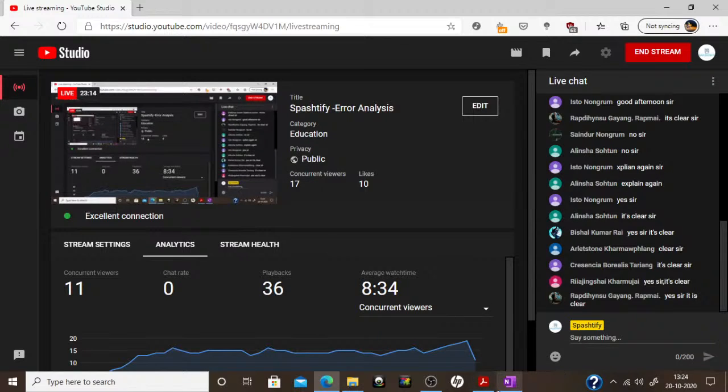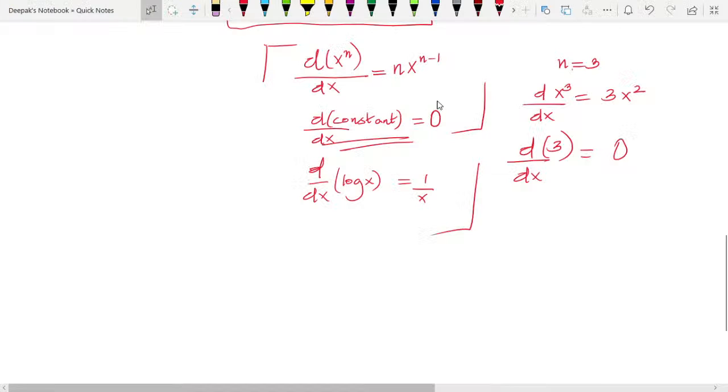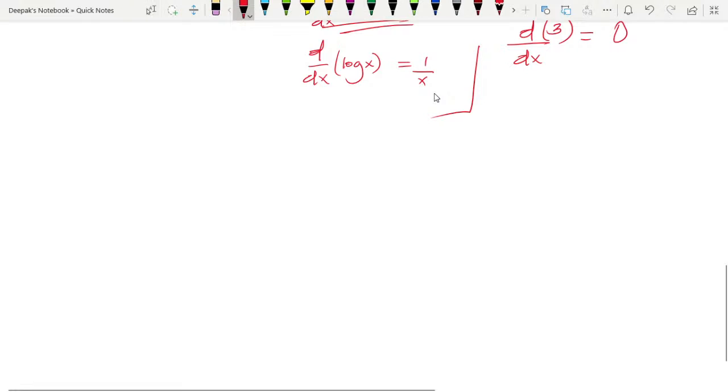Okay, so that is differentiation. Understand? Now next thing that we will learn is integration. Okay, another tool. This is another mathematical tool.